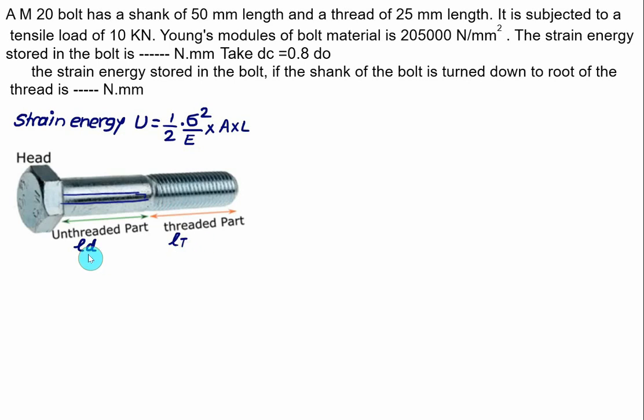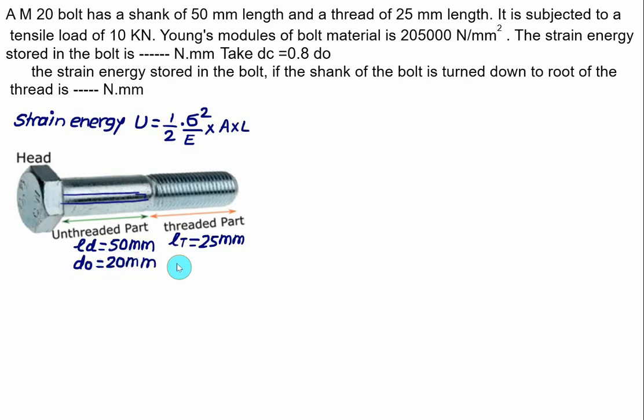This time we have given the length of the shank equal to 50 mm. So LD is equal to 50 mm, and LT, that is the length of the threaded portion, is given as 25 mm. So to calculate the strain energy here, we require the stress area. For area, we should know the diameter. We have a 20 mm bolt. So nominal diameter for the threaded part will be equal to 20 mm.